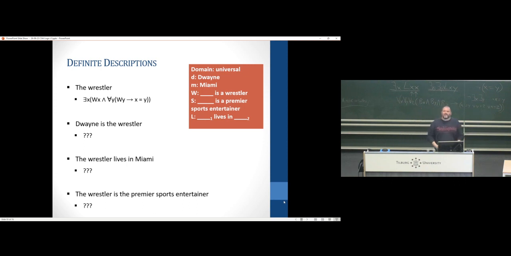So, okay, good. We got the top one. We got Dwayne is the wrestler. This basically just, we have that unpack the wrestler, and then we have a conjunction that tells us it's identical to the name we have. How about the wrestler lives in Miami? How would we do the wrestler lives in Miami?